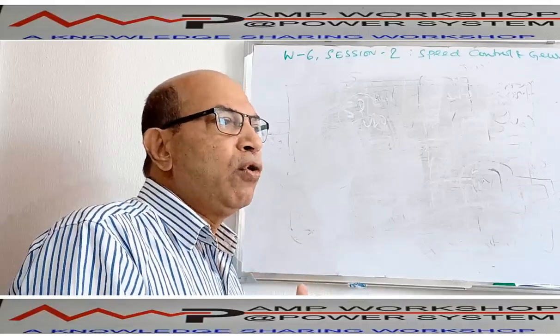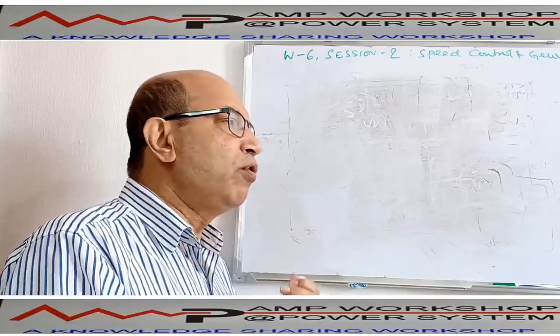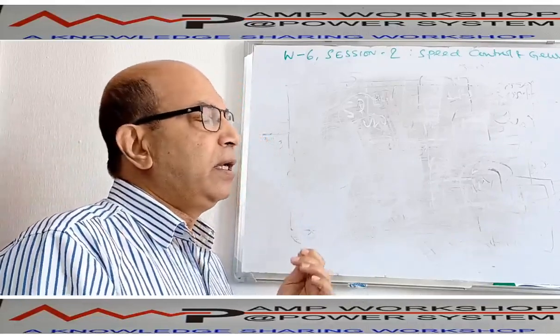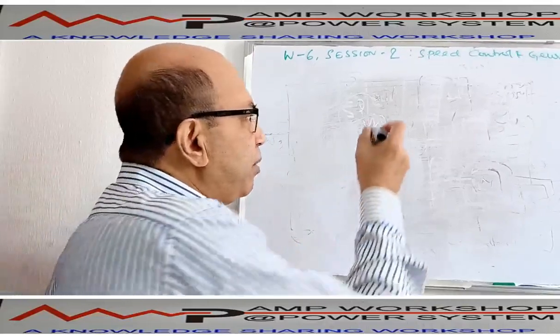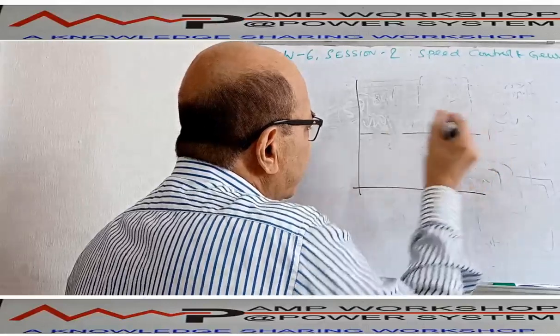In that case, we use another mode which is called Droop mode. In the case of Droop mode, how does it work? In the case of Droop mode, suppose the machine is running, I am drawing one curve, then it will be more clear.